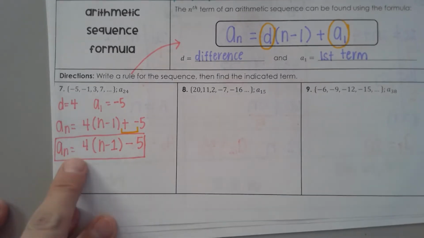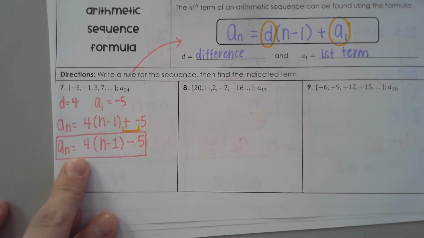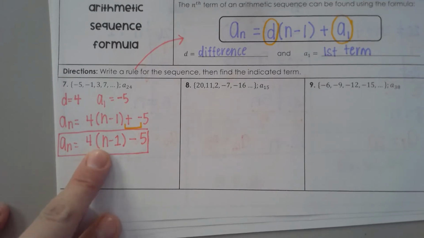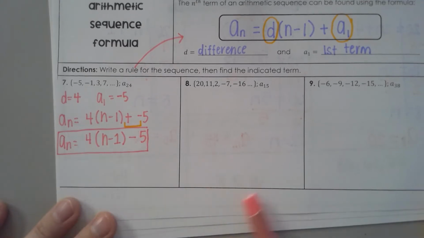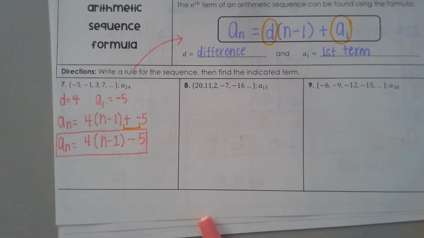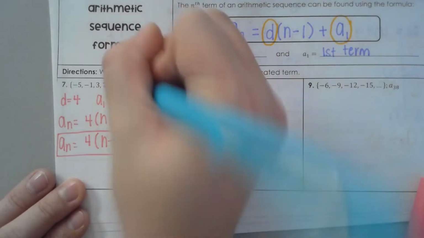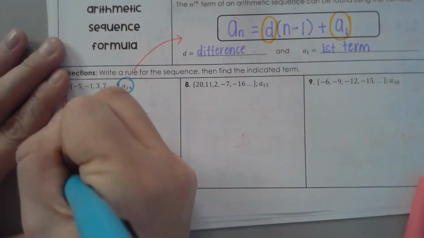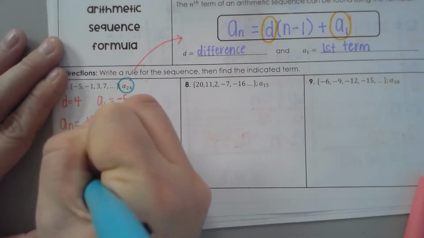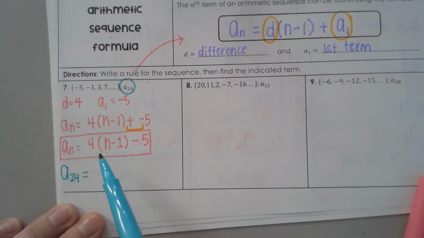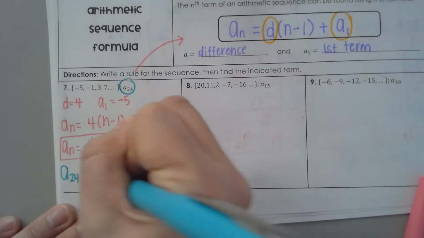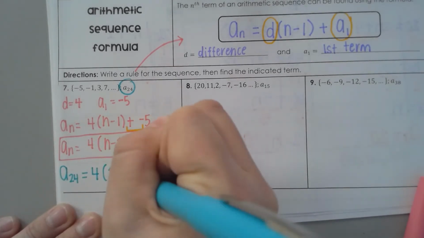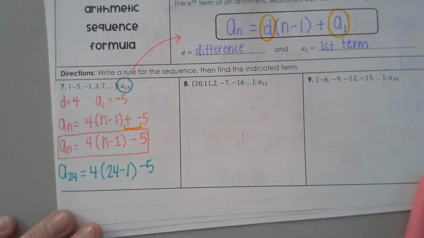So this formula, if I told you to find the 500th term, you just plug in a 500 for n. I am asking you to find A24, which is the 24th term. So we're going to do A24, and I'm going to plug in a 24 to the n. And then just type that in your calculator.